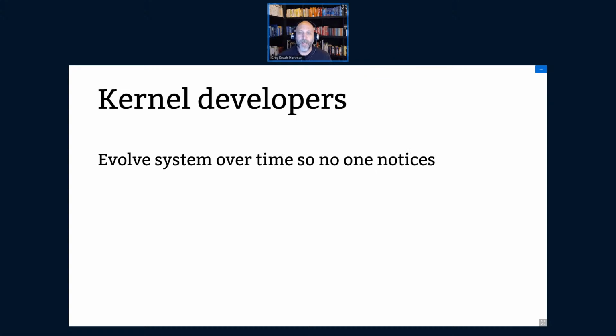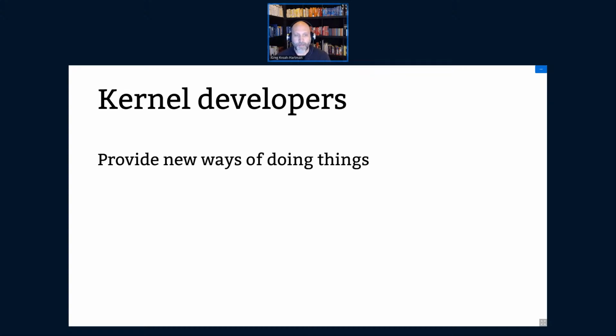But what we can do is we can evolve things over time so that nobody actually notices. We can move to different ways things happen. We can do different things, how stuff works, and we can provide new ways of doing things. And if we provide new ways of doing things, hopefully people will migrate over time. In reality, they don't. They stick to the old stuff, which is fine, but we can provide new ways.